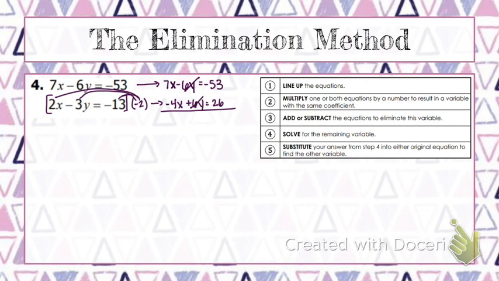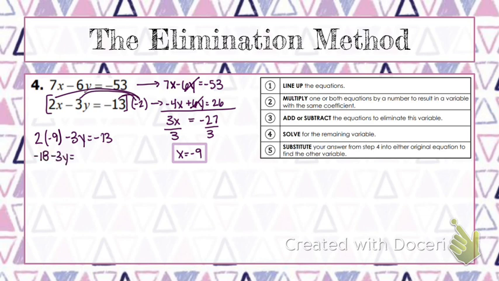And our y's will cancel. We designed it that way. And we're going to get 3x is equal to negative 27. So then we want to solve for x, so we'll divide both sides by 3 to get x equals negative 9. Then we will substitute that back into either equation, doesn't matter which. I'm going to choose the second one. So 2 times negative 9 minus 3y equals negative 13. We get negative 18 minus 3y equals negative 13. Then we will add 18 to both sides to get negative 3y equals 5.